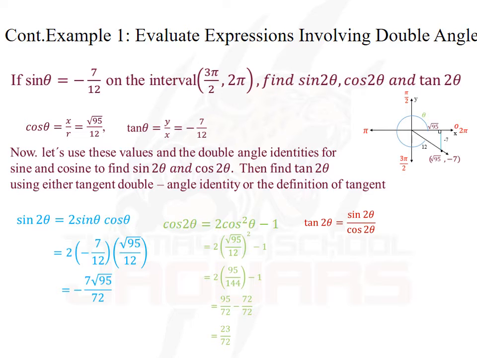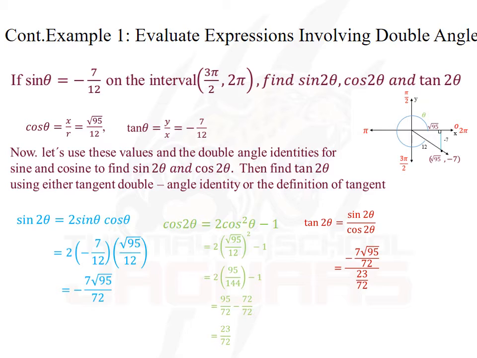Here, since we have tangent of 2 theta, we can use tangent of 2 theta equals sine of 2 theta over cosine of 2 theta. And the good news is that here we know the value of the sine of 2 theta and the cosine of 2 theta. So we just replace those values, and this becomes tangent of 2 theta equals sine of 2 theta, that is negative 7 square root 95 over 72, and the cosine of 2 theta, that is 23 over 72.